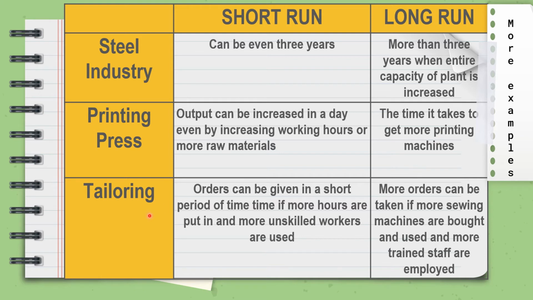For the tailoring sector, orders can be given in a short period of time if more hours are put in and some more unskilled workers are used. However, if you think that you could be getting more orders in the long period, then they can be taken by bringing in more sewing machines and more trained staff can be employed.